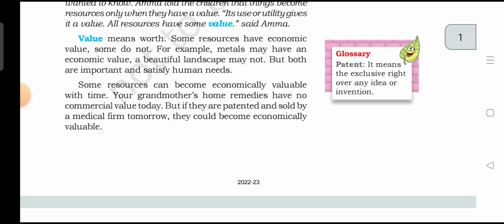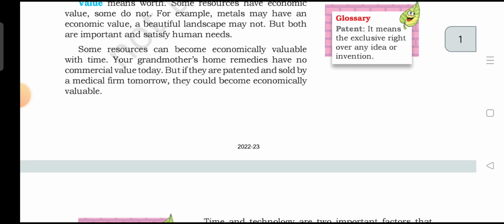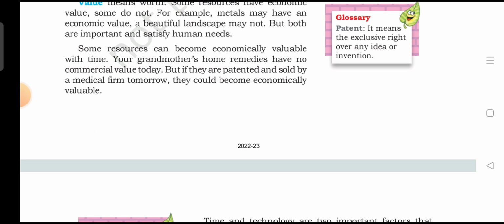Glossary, you will see, dear children, patent. This word has come across in your book right now. So patent means the exclusive right over any idea or invention. Okay, it has come in this last paragraph. Some resources can become economically valuable with time. Means right now they are not valuable. We are not valuing them because we don't know what is the actual idea of that particular resource.